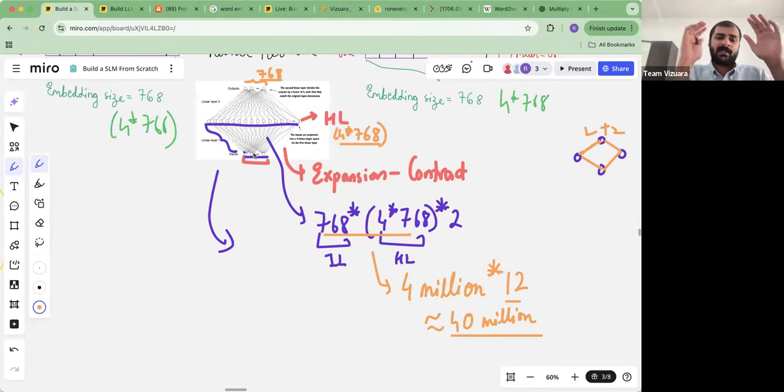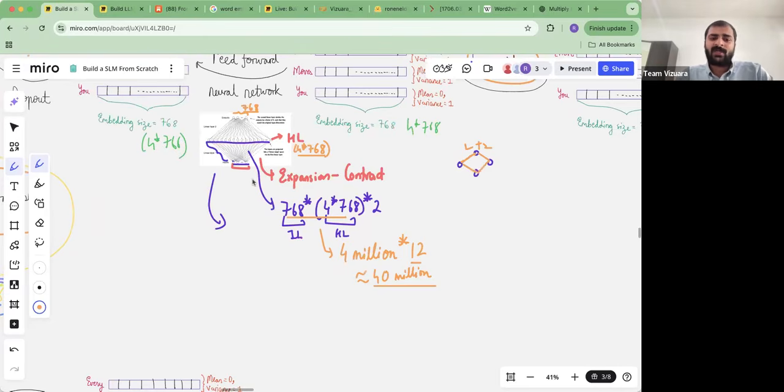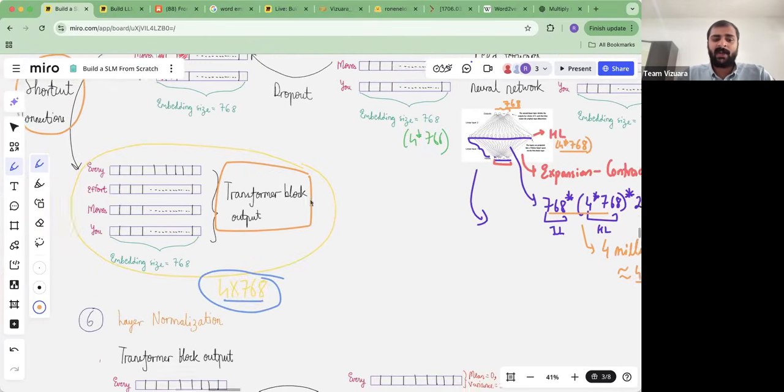So now you can start imagining why people talk about language models in terms of millions and billions of parameters, right? It is because of all of these places in the LLM architecture which actually need this many parameters.